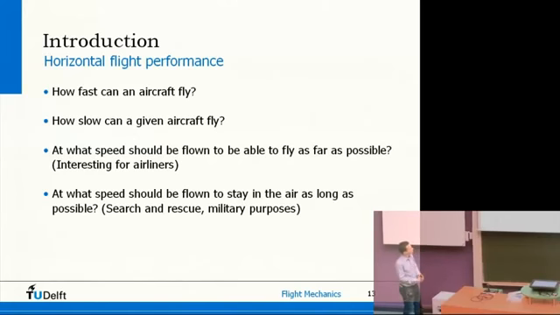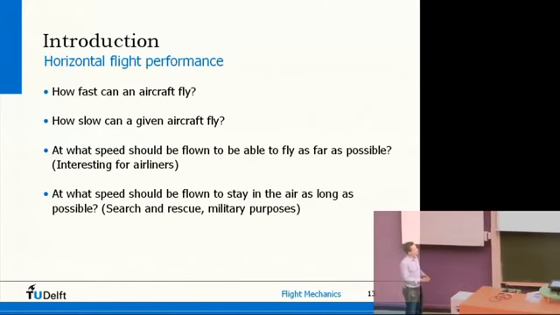And more importantly is actually at what speed should you fly to be able to fly as far as you can. So this is important in terms of fuel use. So that's relevant for airliners if they want to fly from A to B. They want to have minimum fuel consumption. So that's just an economic thing.